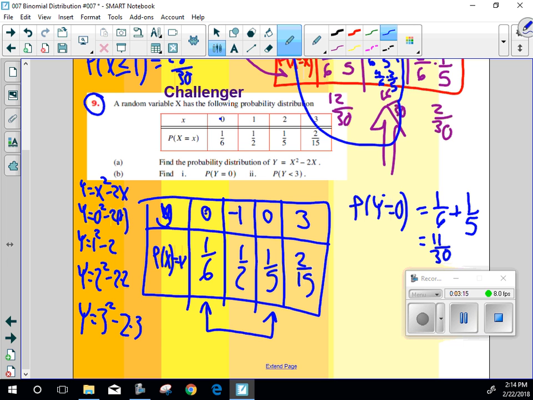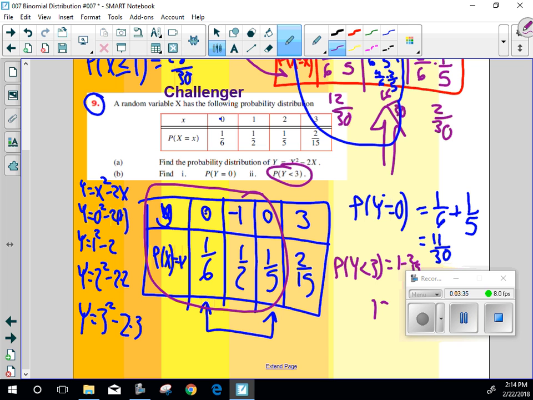What happens when you go less than 3? What are you going to get? 13/15. Yeah. Is that easy? Yeah, it's easy. Probability that Y is less than 3 is going to be equal to 1 minus 2/15, or 13/15.